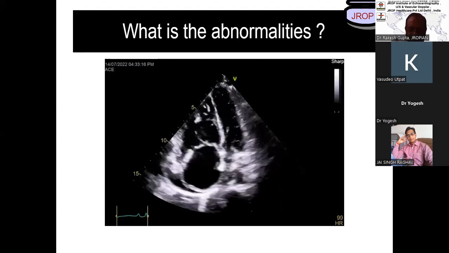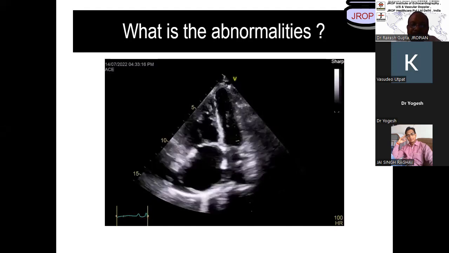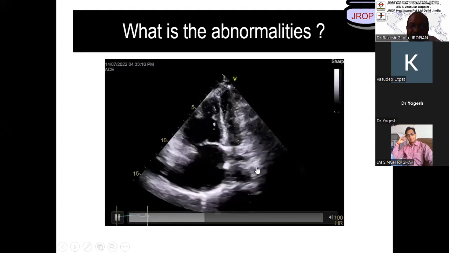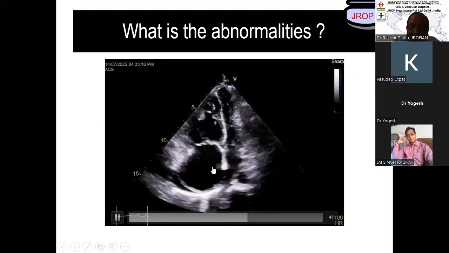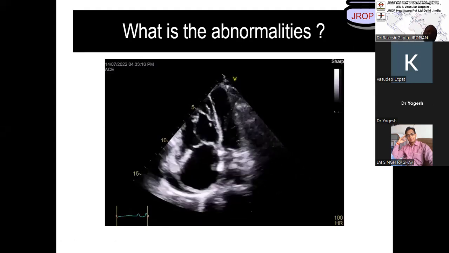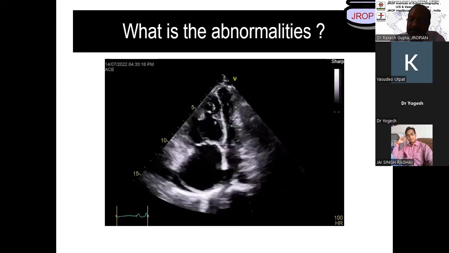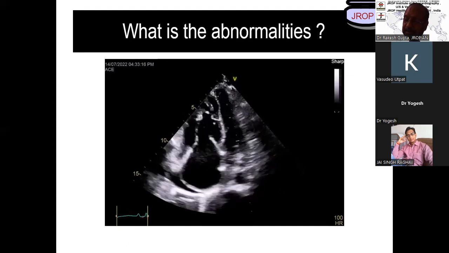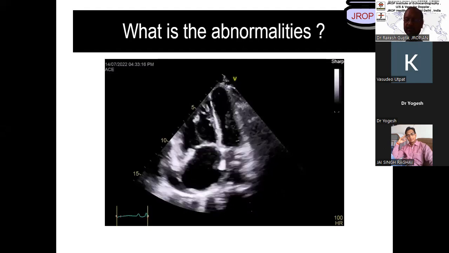Superior to RA, right? Superior. Anything else? Look at the IAS, which is bulging towards the left-hand side, this interatrial septum. Increased RA pressures, not increased only, they are more than LA pressures. Septum bowing towards LA. Correct. So that's what we look for. All right, that's fine, Dr. Utpat. We'll move on to the next subject.